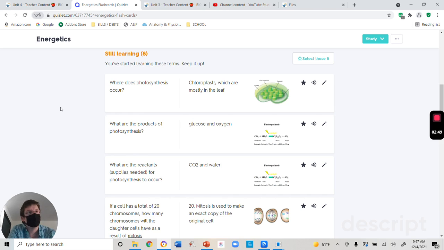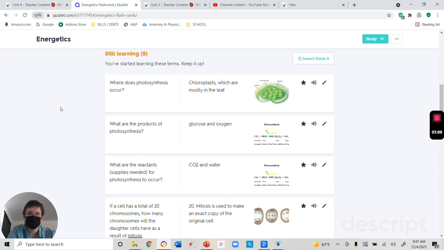So for example, very poor metaphor, but if we're making a wooden chair, the wooden chair is our product. What do we need to make that wooden chair? We need nails, we need wood, we need a hammer. Okay, those are the reactants we need to put that chair together.